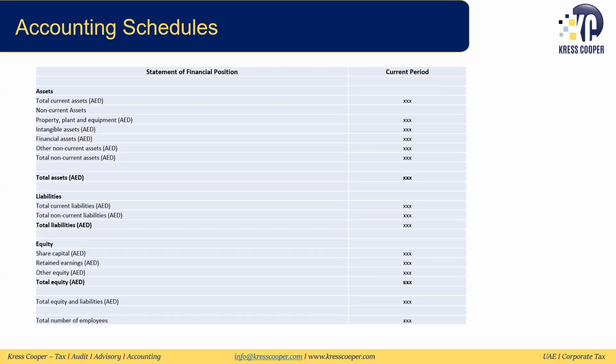For liabilities, again, they're not asking for the breakup. So you can put in the total current liabilities and the total non-current liabilities. For equity, they're asking for the share capital breakup and the retained earnings breakup. The rest you can put in other equity. And this should be balanced out, and the assets and liabilities should be matching. They are also requiring the information about the total number of employees in the company, together with this statement of financial position.